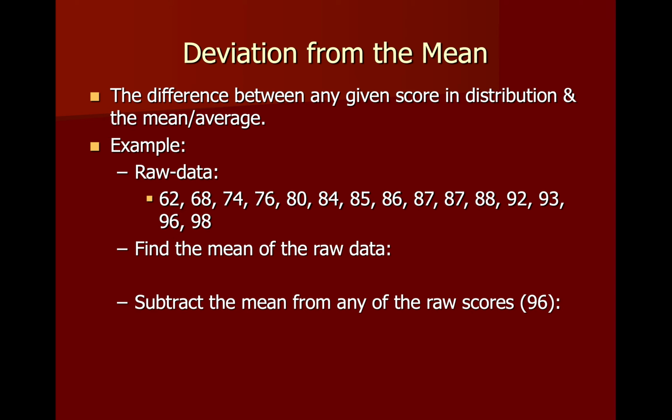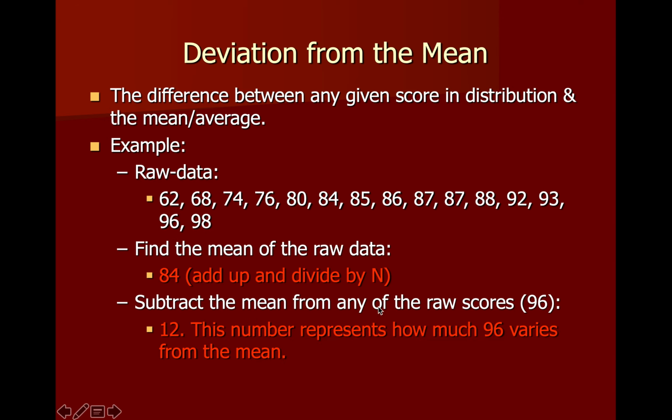All right, next one. This is another type of calculation that we can do. We can calculate the deviation from the mean. So this is the difference between any given score on a distribution and the mean, or the average. This is some raw data that we have. So find the mean of the raw data. Let's go ahead and do that. So it's just 84. We've added these up and divided by n. N is the number of scores that we have.